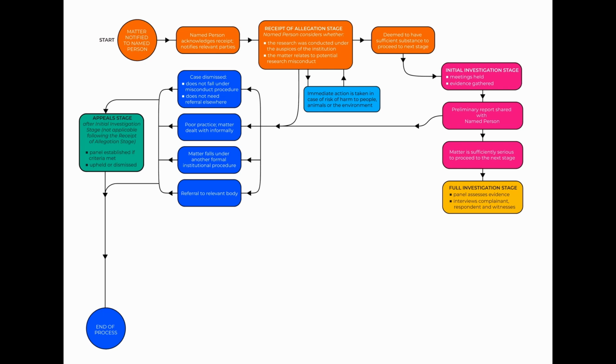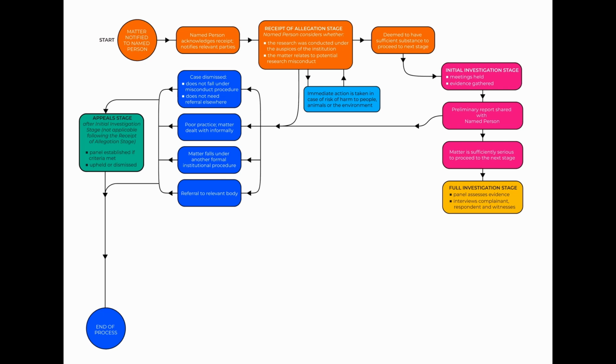A full investigation panel will be convened that will normally consist of at least 3 people, one of whom should be external to the institution. 2 of the members, whether external or internal, should be disciplinary experts with a very good understanding of the matter being raised in terms of its academic discipline. The 3rd member does not need to be a disciplinary expert, but is there to make sure the investigation is carried out properly in accordance with the research misconduct procedure.